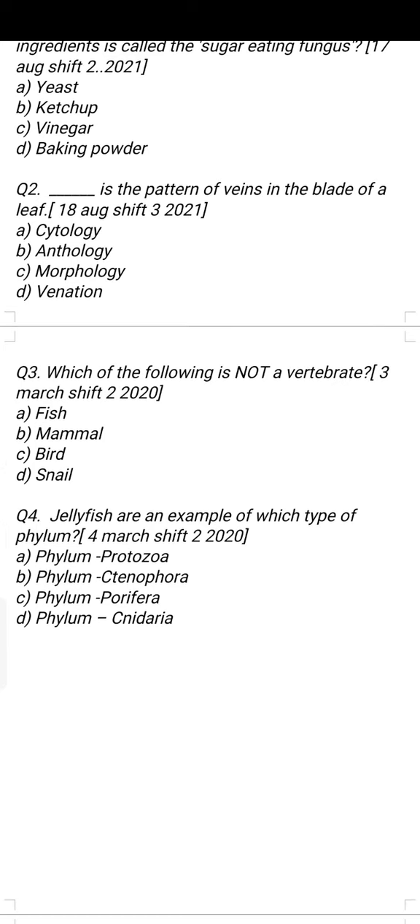And question number 3 and 4, the questions are on the Animalia kingdom. Once you have covered the syllabus or the topic of the Animalia kingdom, these two questions can be answered without any difficulty. I hope you liked the video.